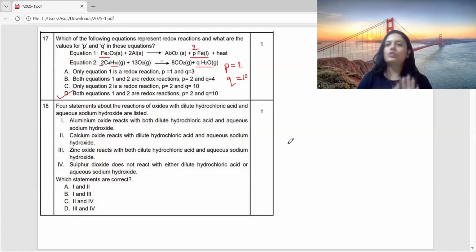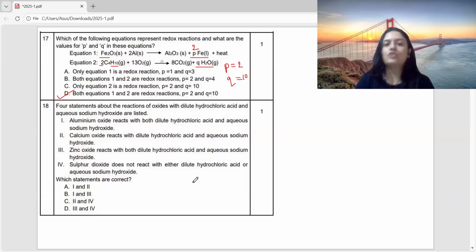You have been given 4 statements about the reactions of oxides with dilute hydrochloric acid and aqueous sodium hydroxide. And then there have been options given. You have to choose which statement is correct. First is aluminium oxide reacts with dilute hydrochloric acid and aqueous sodium hydroxide. Then calcium oxide reacts with dilute hydrochloric acid and aqueous sodium hydroxide. Zinc oxide reacts with both dilute hydrochloric acid and aqueous sodium hydroxide. Sulfur dioxide does not react with either dilute hydrochloric acid or aqueous sodium hydroxide.